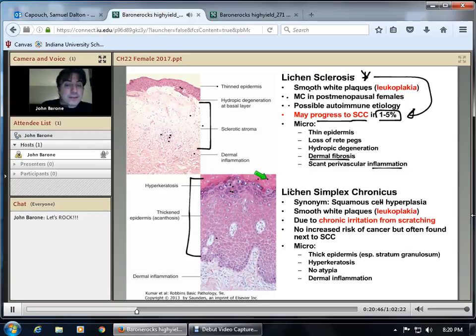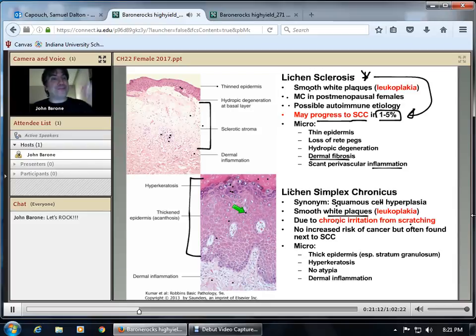Lots of keratin on top, trying to get thick and protect itself. Now deep to that, you'll see a little inflammation from the irritation, but really it's about a thick epidermis. So squamous cell hyperplasia is a great name for this. So it's simply chronic scratching. That's it. Again, it looks like a white plaque, leukoplakia, and it's due to irritation from chronic scratching. Now good news, this is not going to turn malignant.